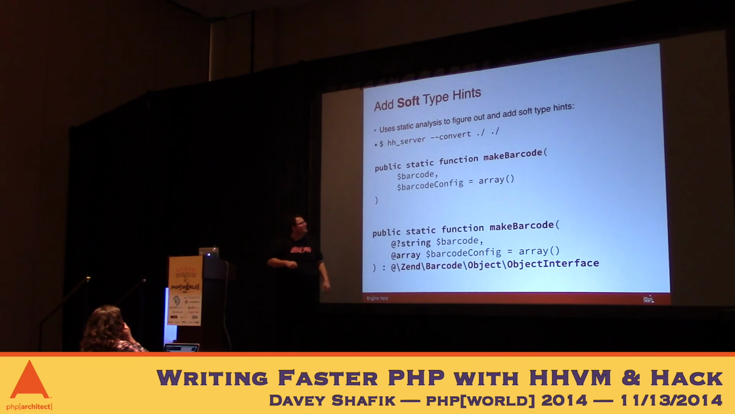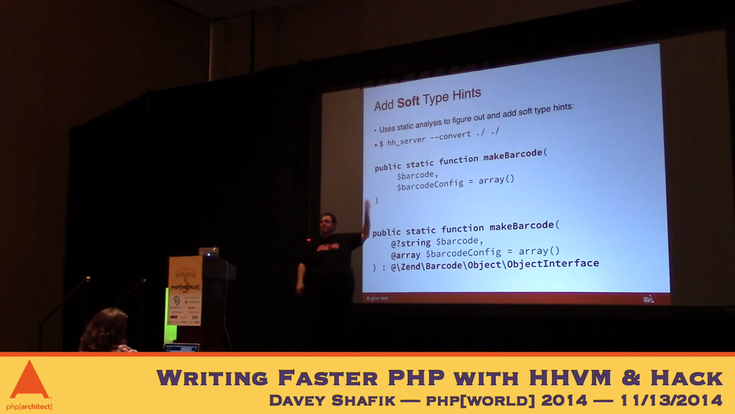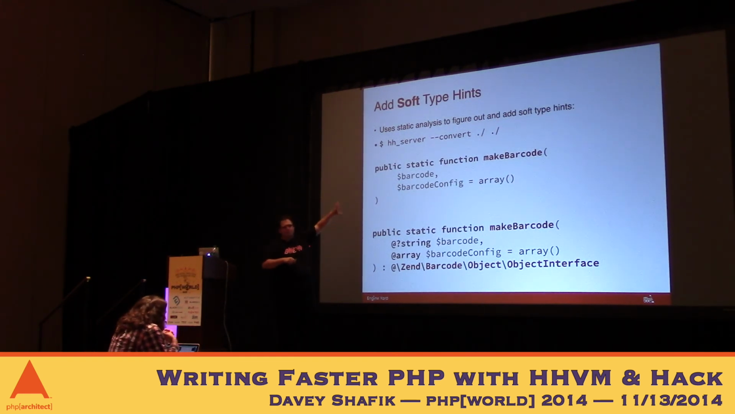Public static function makeBarcode. So this is from the Zend Image Barcode class. It takes 2 arguments, $barcode and $barcodeConfig = array(). So from this, it can infer, there's also the body of it, of course, that returns stuff. It can infer that $barcode is probably a string, but there may be some checks in there for is_null or something like that, so it makes it a nullable string.